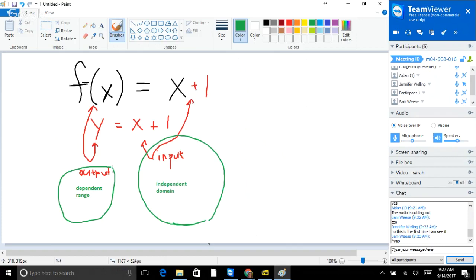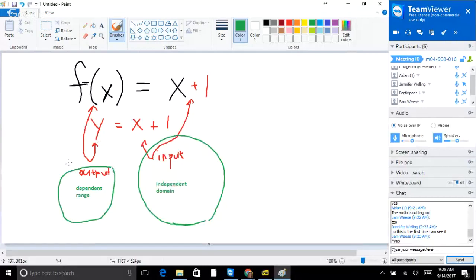So what are things that make a function unique from just a relationship? There's a couple things that make it unique, and it has to do with what we put in and what we put out and how they have a relationship to each other. Okay, so the first rule, and you'll see this listed on your paper, it says characteristic function set from A to B.